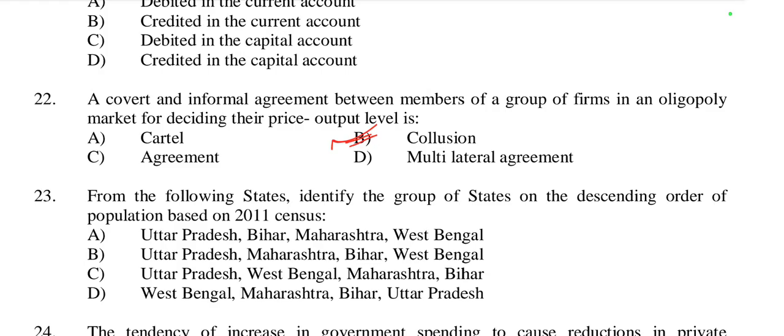So a cartel is a specific type of collusion where firms formally agree to control prices and production, but the term collusion more broadly encompasses any informal or covert agreement. So it is a broad concept, collusion. Cartel is a smaller concept. So here collusion is the right option.